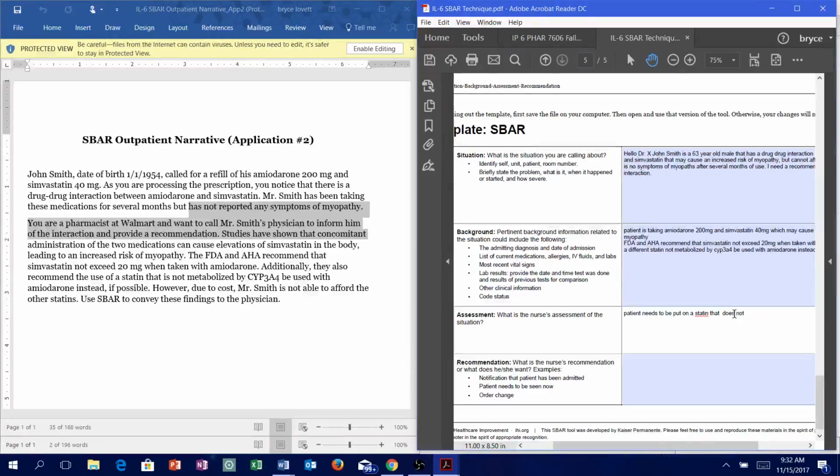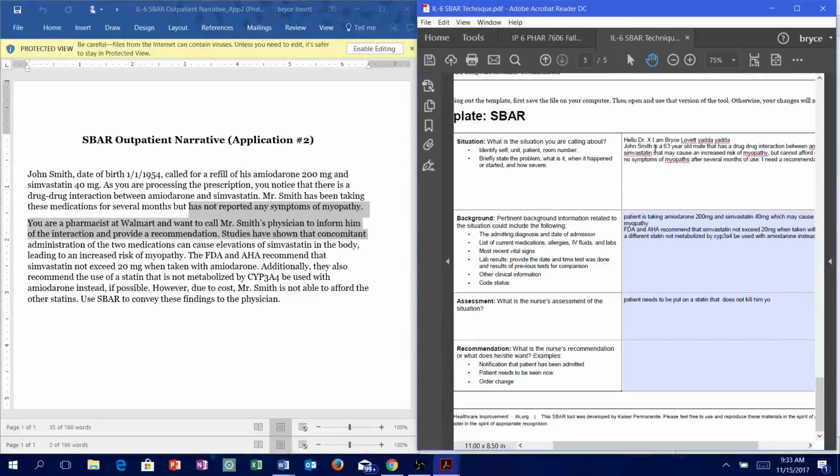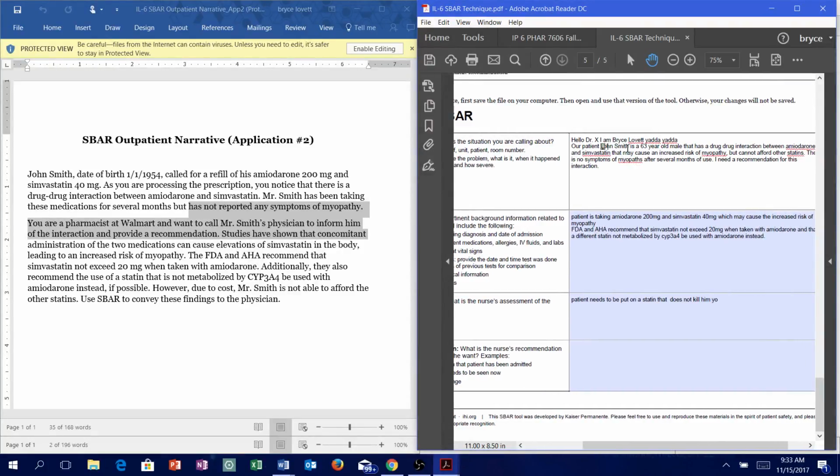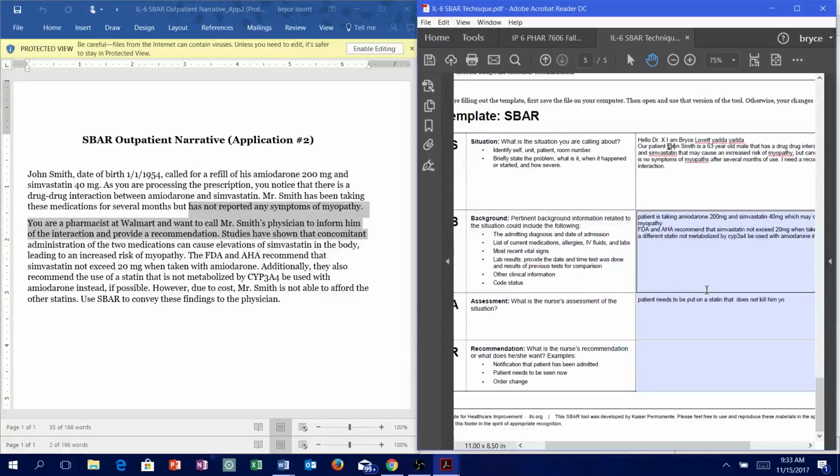John Smith has been taking amiodarone, and this is the pharmacy at Walmart. Hi. John Smith came to pick up his amiodarone and simvastatin. We noticed there's a drug interaction between those two at his current doses of 200 milligrams of amiodarone and 40 milligrams of simvastatin. He's been taking them together for several months without complaints of muscle pain, and he can't afford any other statin. But current literature suggests that co-administration of these drugs increases the exposure to simvastatin, which increases his risk of myopathy. And I'd like to recommend that we reduce his simvastatin dose to 20 milligrams.